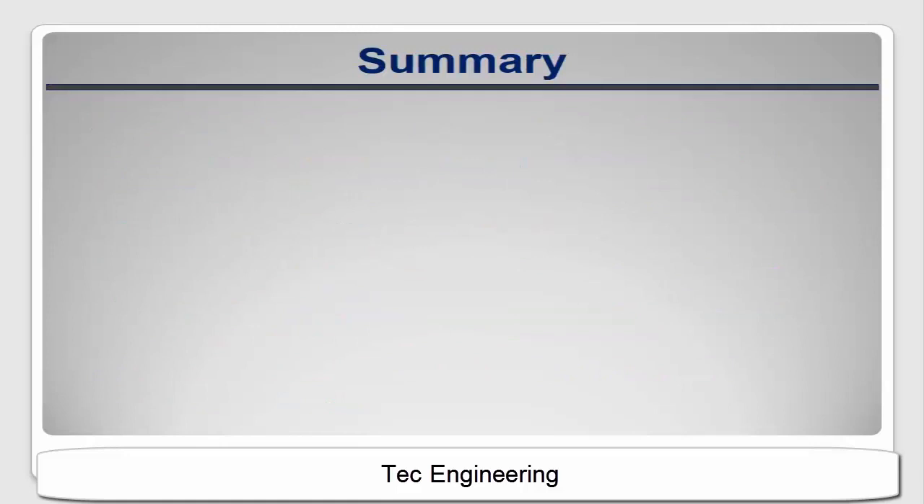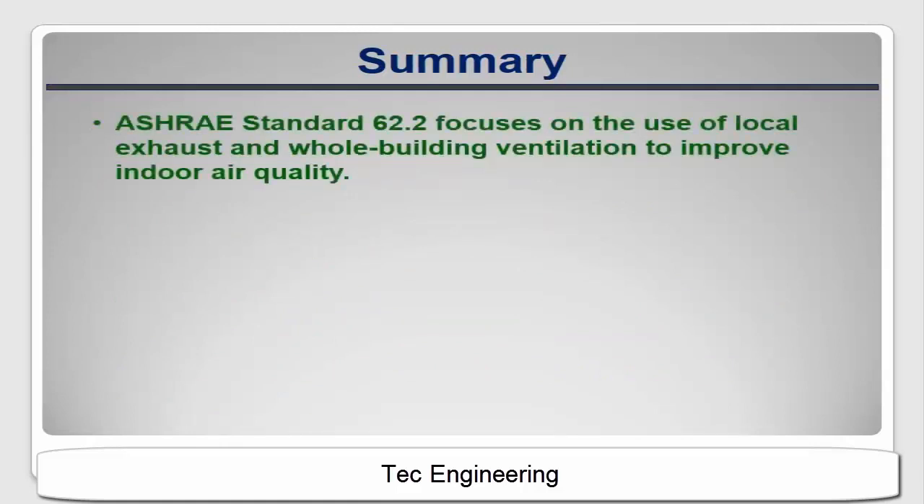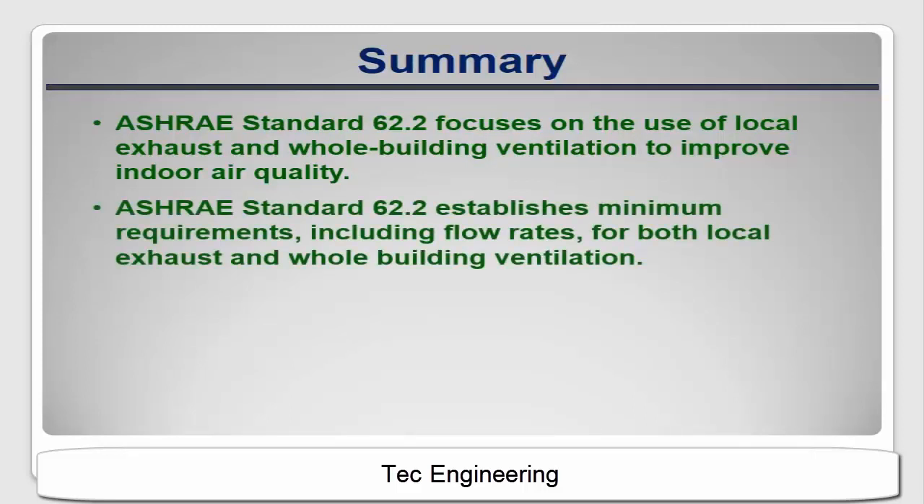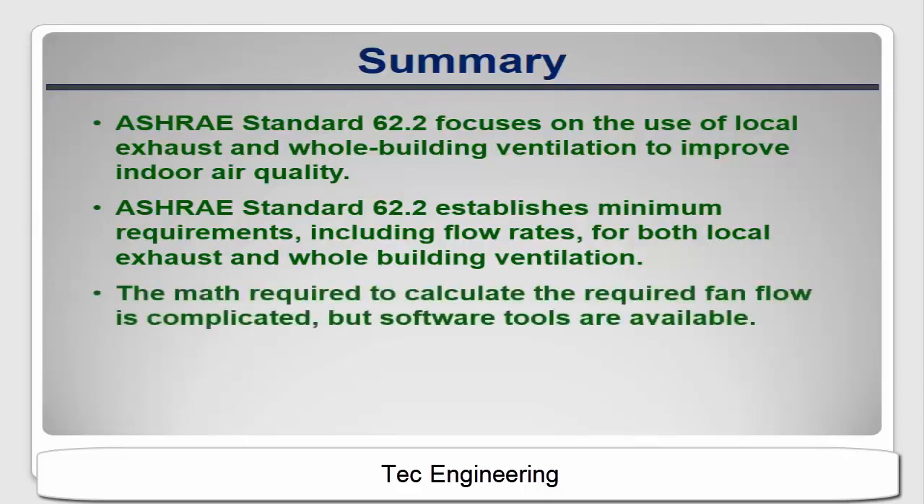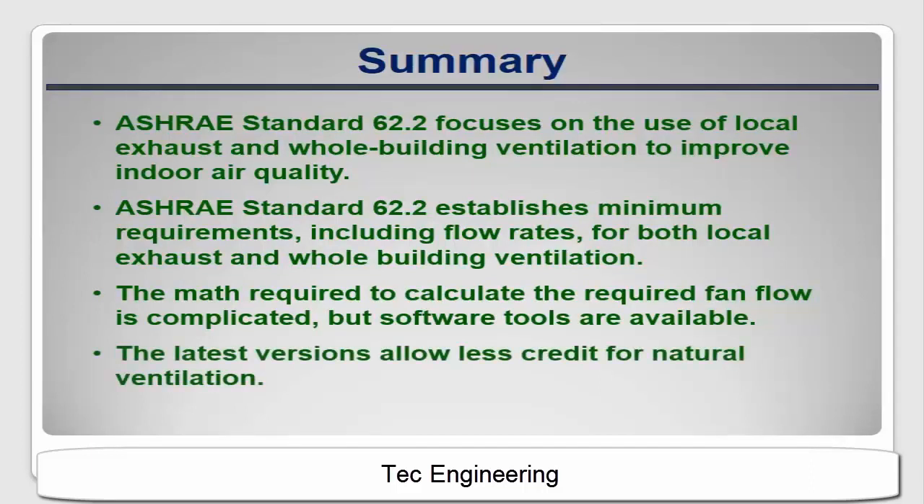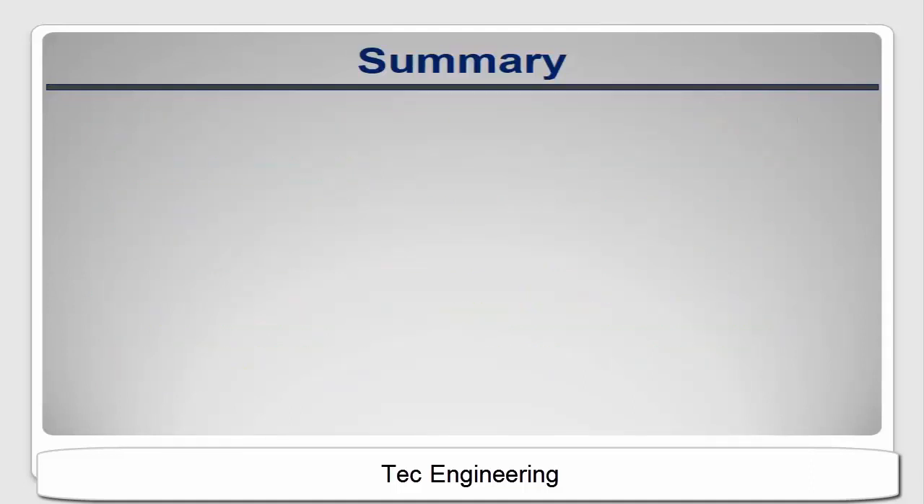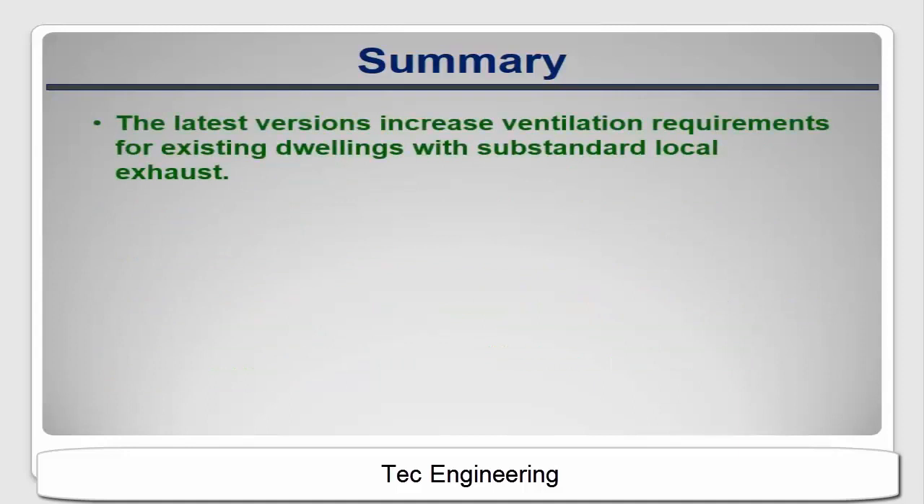ASHRAE Standard 62.2 focuses on ventilation, including both local exhaust and whole building ventilation, to improve indoor air quality. It includes statements and formulas that establish minimum requirements, including flow rates for both local exhaust and whole building ventilation. The math required to calculate the appropriate fan flow is complicated, but software tools are available to make it easier. And the latest versions allow less credit for natural ventilation than earlier ones did. The 2013 and 2016 versions increase ventilation requirements for existing dwellings with substandard local exhaust.